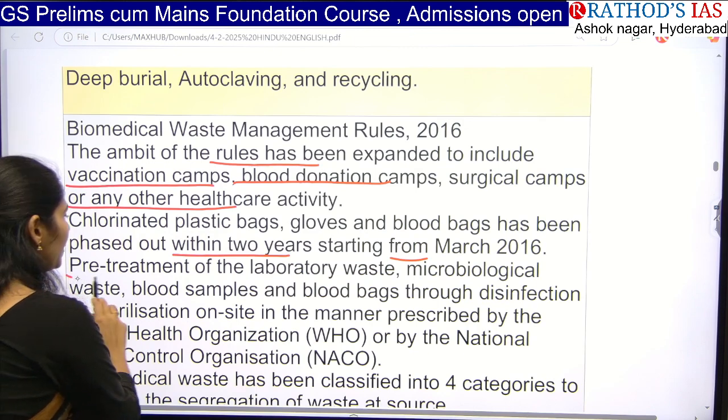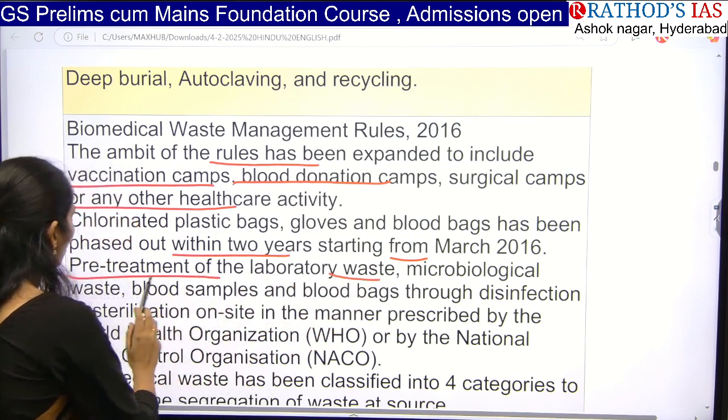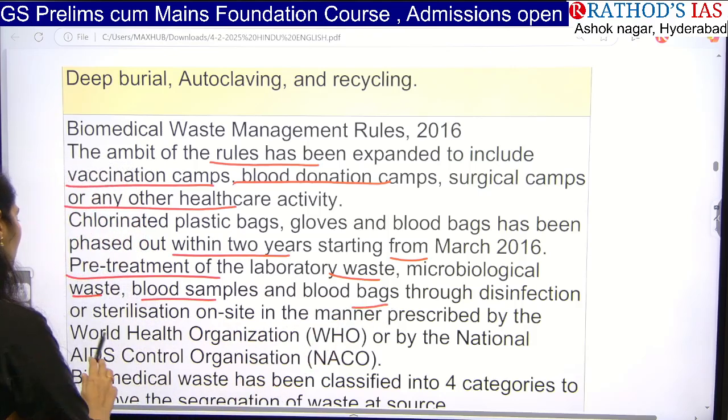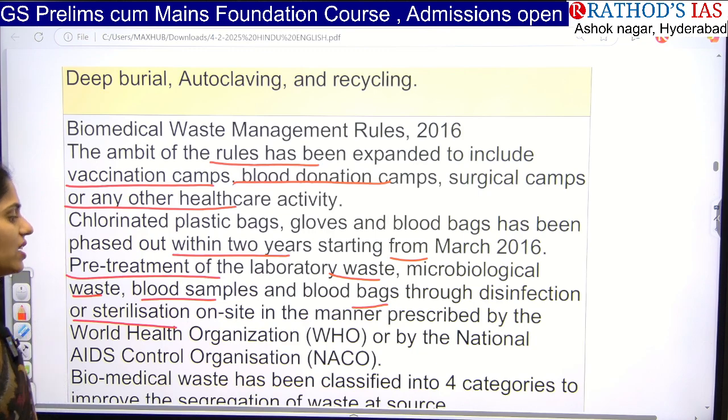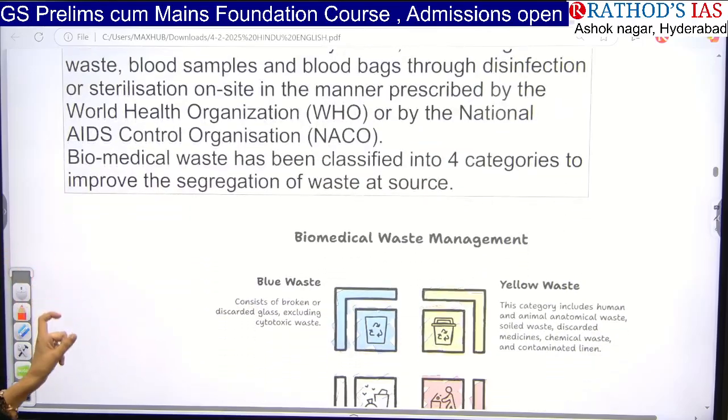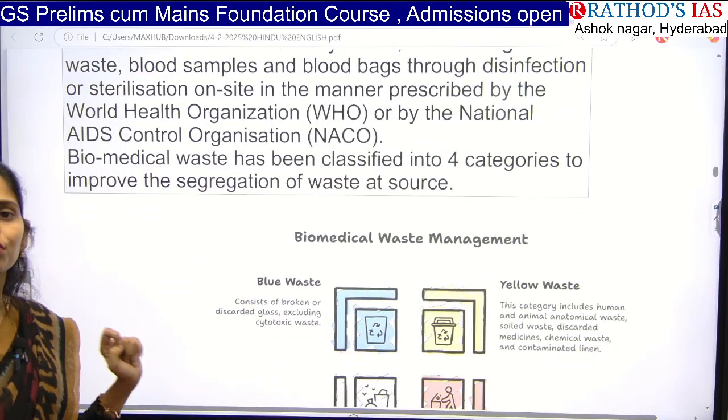And they said that pre-treatment of laboratory waste, microbiological waste, blood samples, and blood bags should be done through disinfection or sterilization on the site according to WHO standards.